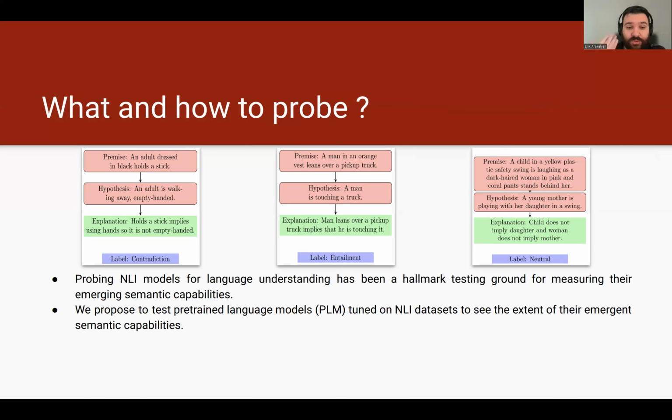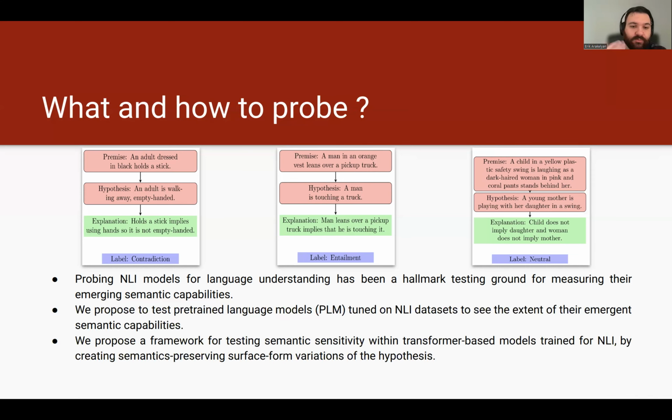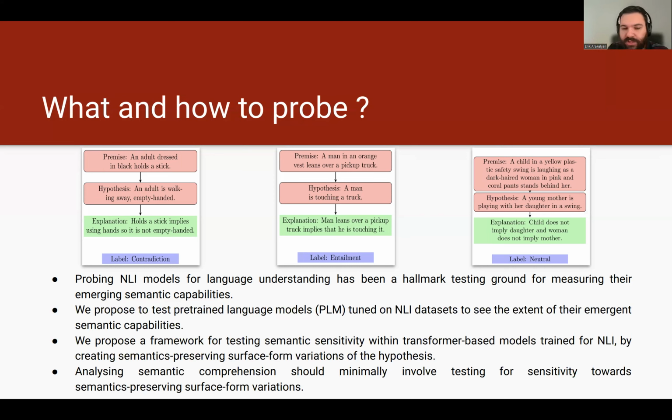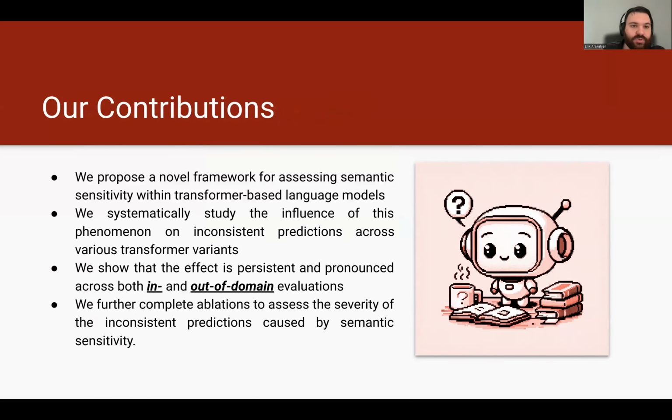So we propose to test pre-trained language models, LLMs, that are tuned on these NLI datasets to see the extent of their emergent semantic capabilities. We also propose a framework for testing semantic sensitivity within these NLI models by creating semantics-preserving surface form variations of the hypothesis. We will cover that later. We do a set of ablations in order to show the extent of the sensitivity, how sensitive the models are, how insensitive they are, and so on and so forth. Our contributions are that we propose a novel way to do all this.